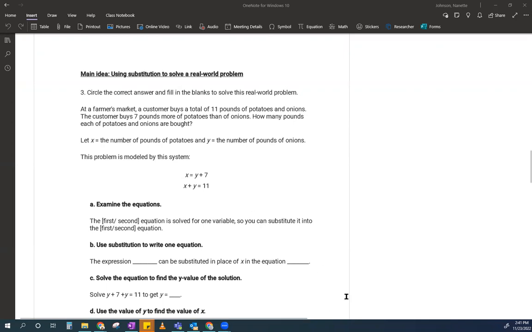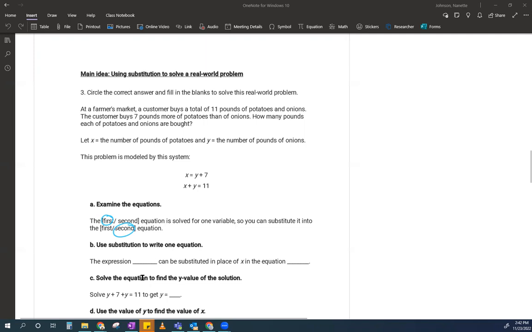Yeah, and hopefully you said the first equation for X because it's already done. The first equation is solved for one variable, so you could substitute that into the second equation. So notice when you're doing this, the first equation, because it's solved for you, is going to help you with the second equation, right? Okay. Very good.